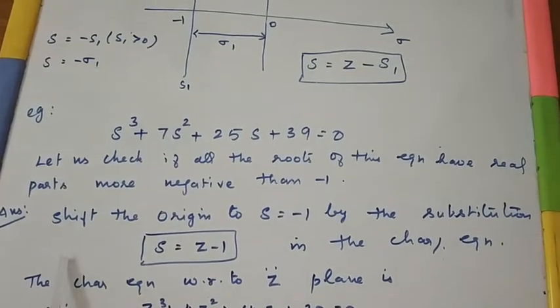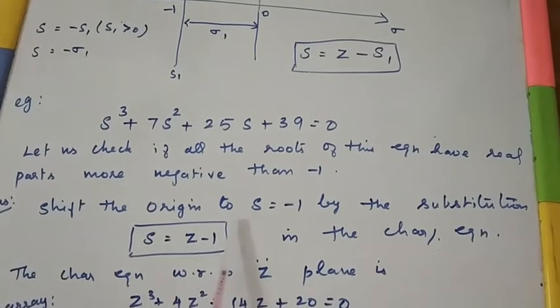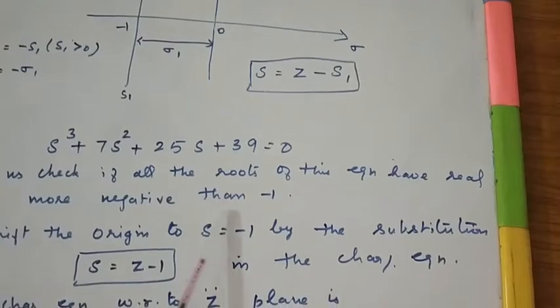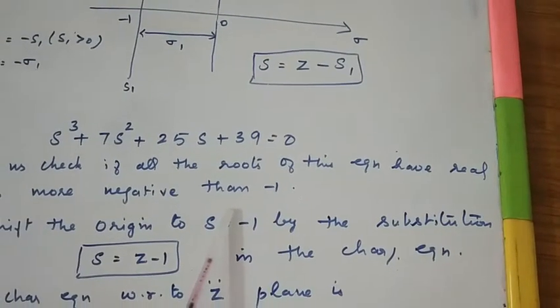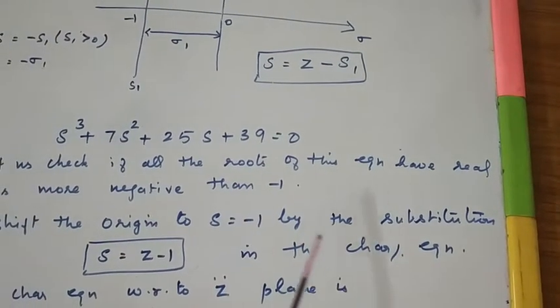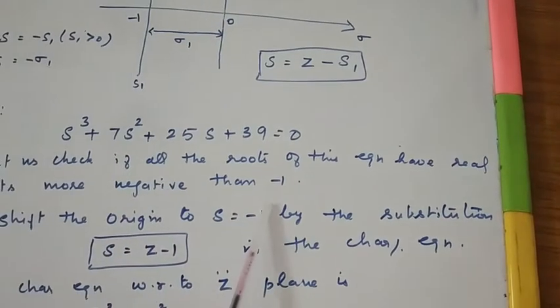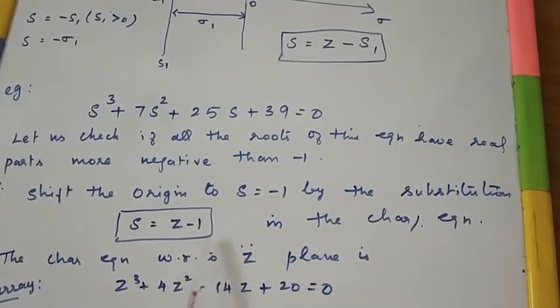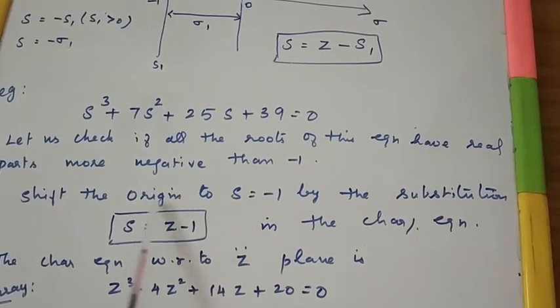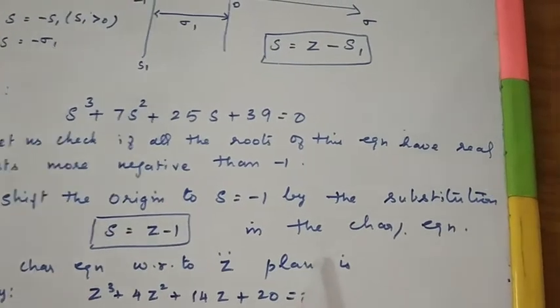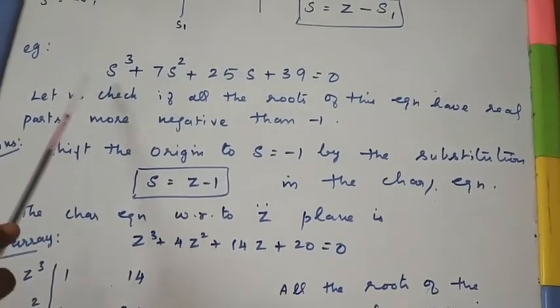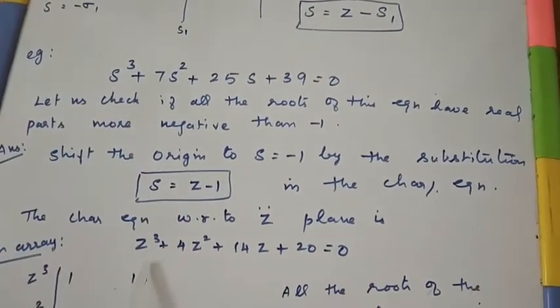So the solution for this example is to shift the origin to s equal to minus 1, because in the given example it is stated that we have to check for this equation whether all the real parts are more negative than minus 1 or not. So s is equivalent to z minus 1. This is the substitution we have to make in the characteristic equation. By substituting this, obtain the characteristic equation in terms of z.